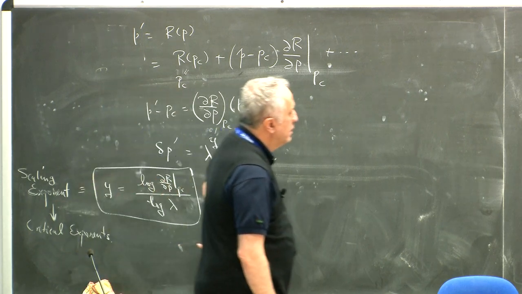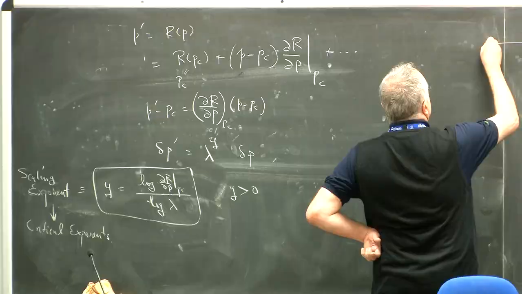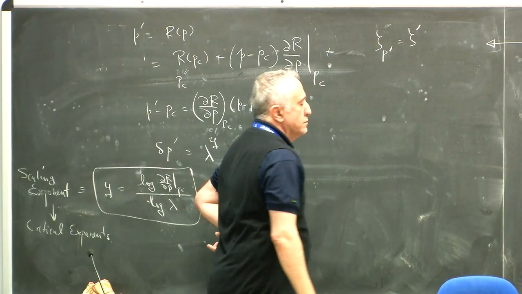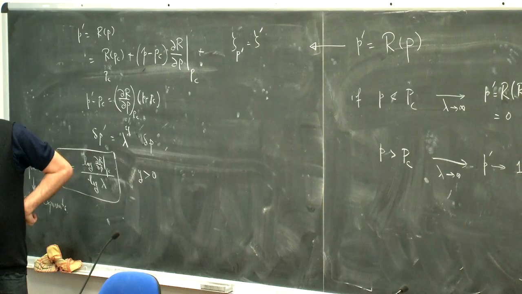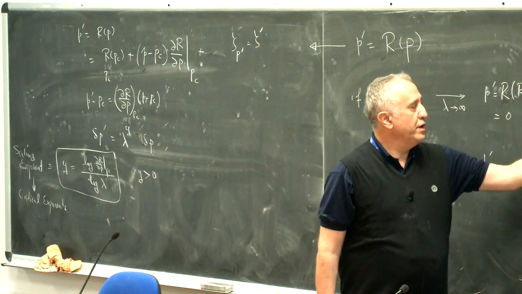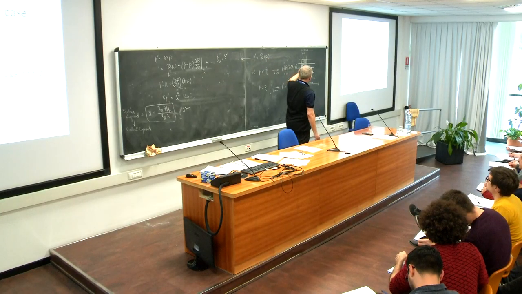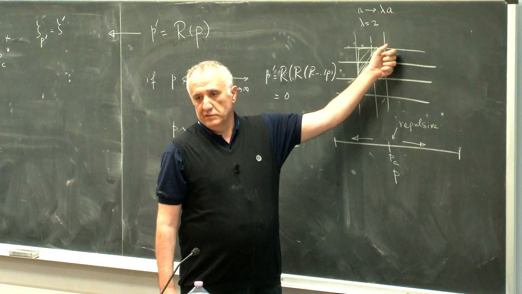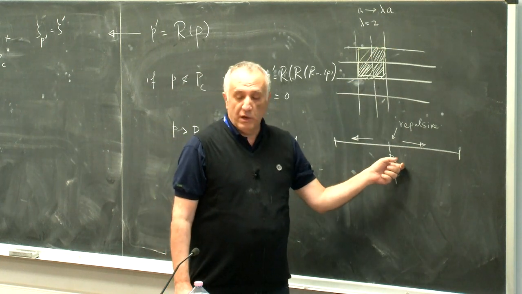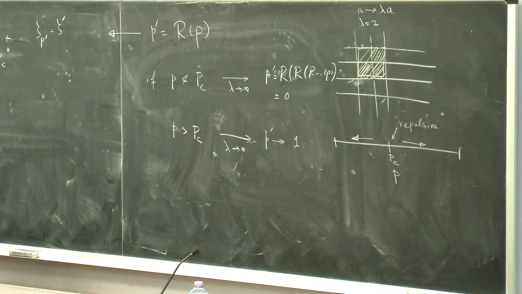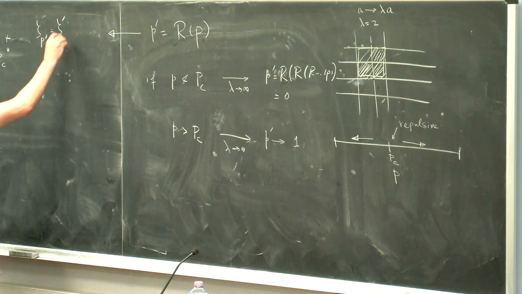Now, when I do this operation, the correlation length changes. I go from P to P prime, and this is given by this function R of P. And as a result, I have a new correlation length over a lattice, which is differently filled, depending on whether P is below or above PC. So the correlation function changes, hence the correlation length changes, and the correlation length changes by a simple factor.